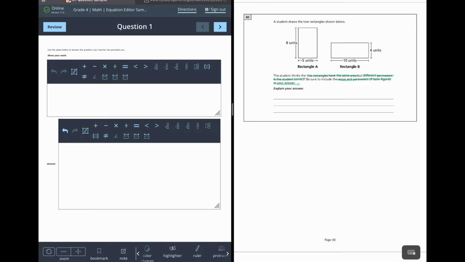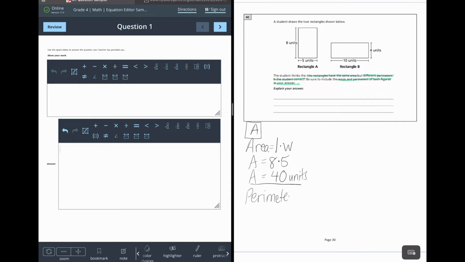So I have to do that. So I have to answer 1, is the student correct? And 2, what is the area and perimeter of both figures? Okay, so I'm going to look at figure A first. And for figure A, I'm going to do the area is equal to length times width. So area is equal to 8 times 5, and that's 40. And we'll put 40 units. That's the area.